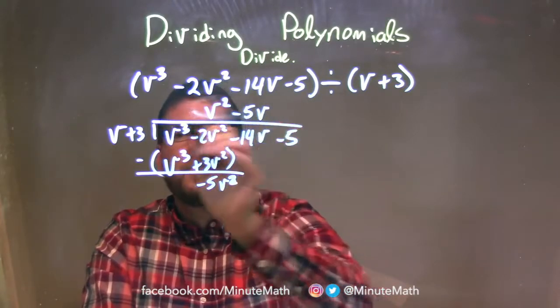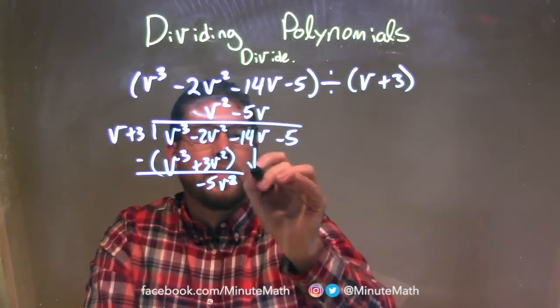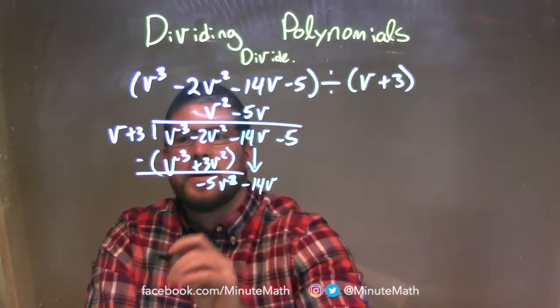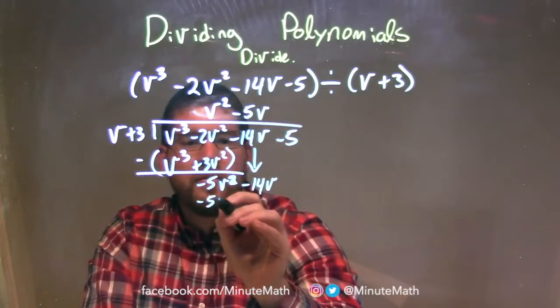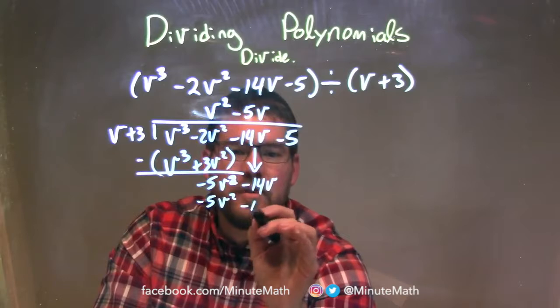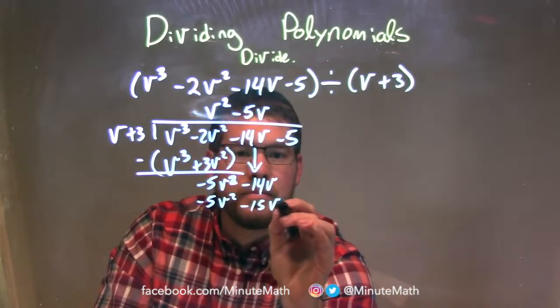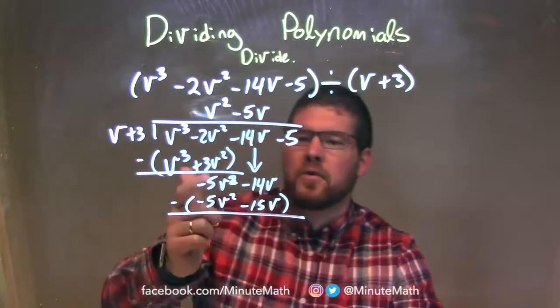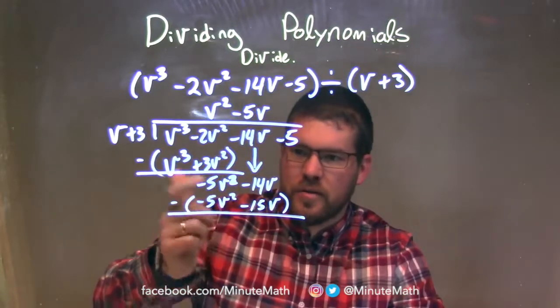Multiply it out. Minus 5v. Oh, sorry, I forgot to write down the minus 14v there. Don't forget that step. Minus 5v times v is minus 5v squared. Minus 5v times 3 is a minus 15v. We subtract the 2. Okay. Minus 5v squared minus 5v squared is like adding a positive.